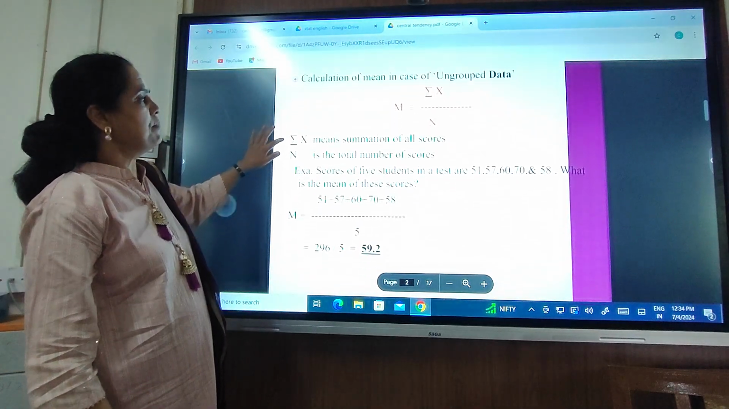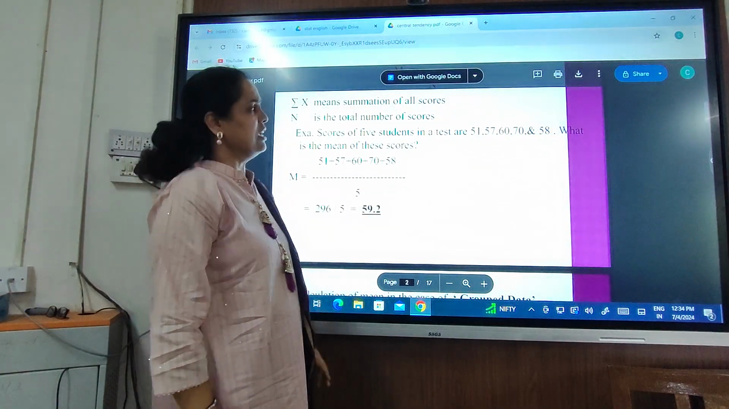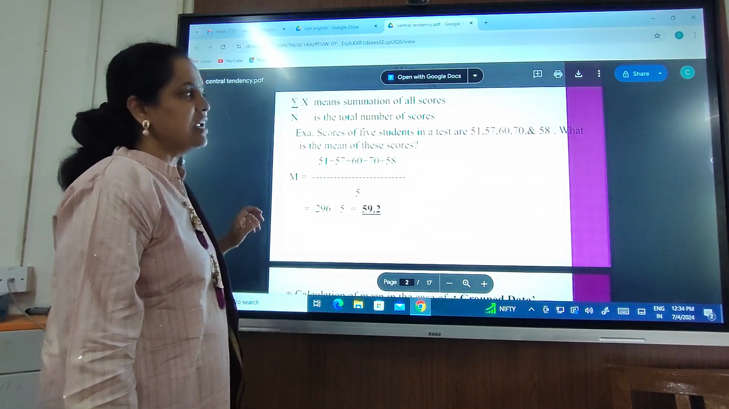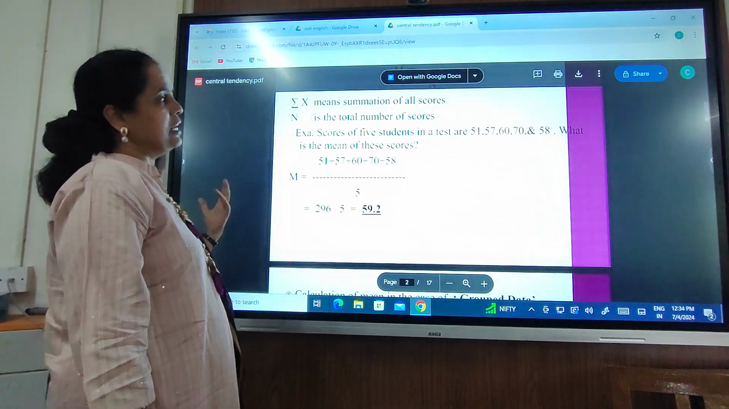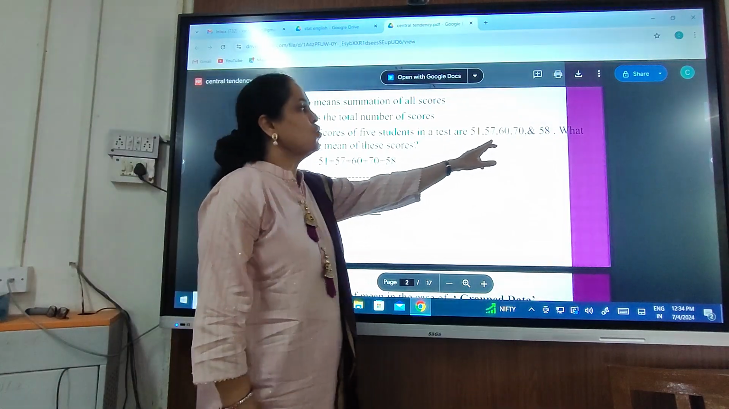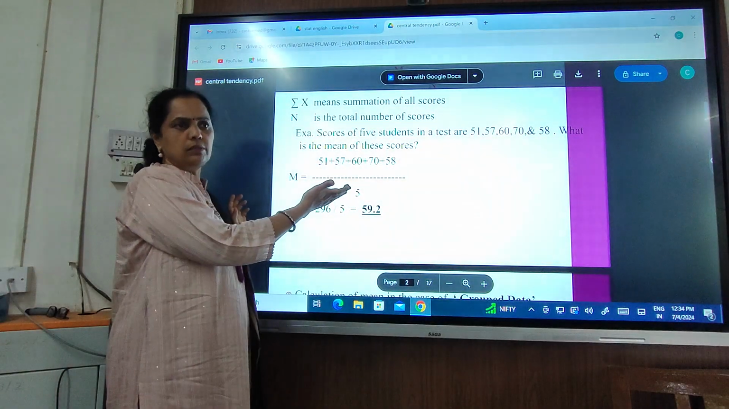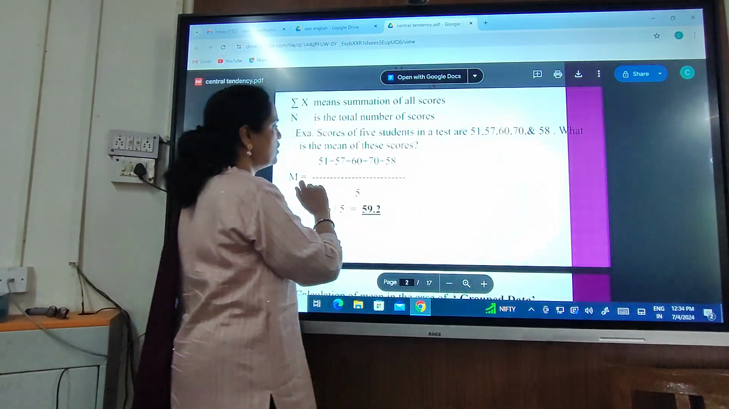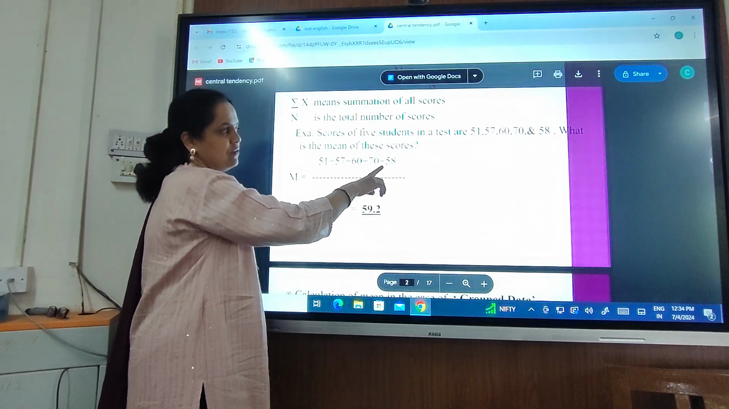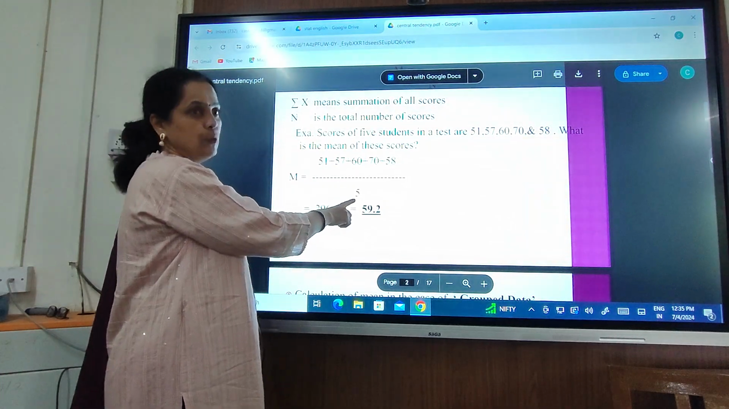Now let us see one example here. Scores of 5 students are given, and these scores are 51, 57, 60, 70 and 58. Now we have to calculate the mean of these given 5 scores. See, these scores are ungrouped. There is no group of these scores. Simple, we have to add all these 5 scores. M is equal to 51 plus 57 plus 60 plus 70 plus 58, and this summation is divided by the total number of scores, that is 5.